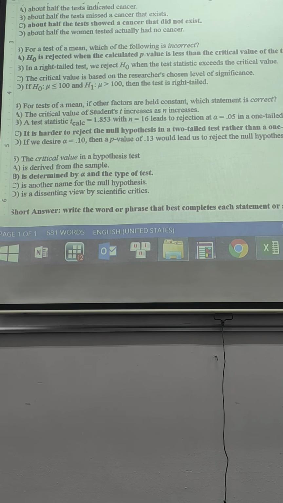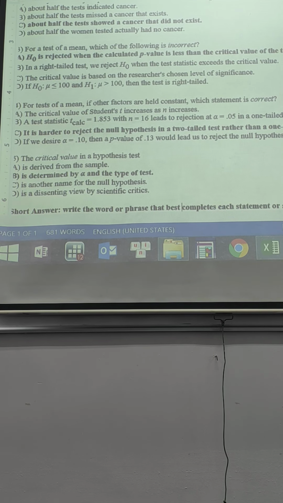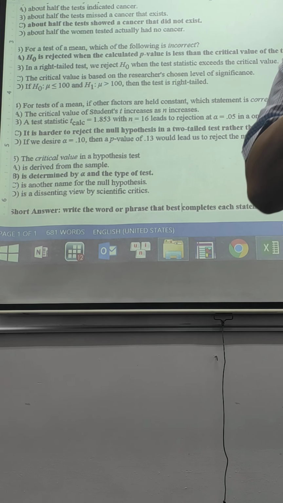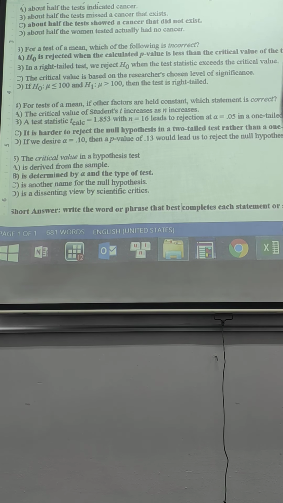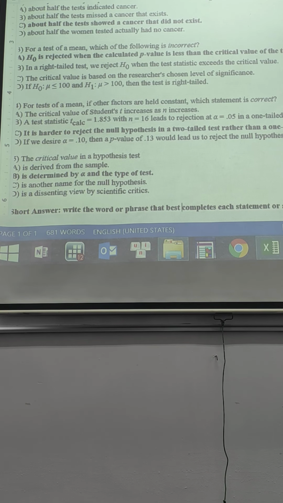H0 is rejected when the calculated p-value is less than the critical value. Is that correct? When we use the p-value, we compare with what? Probability, not the critical value, right? When we compute the test statistic, we compare with the critical value. But when we have p-values, we should compare with alpha, the probability. Got it? The p-value is a probability, so we have to compare it with alpha. So the incorrect one would be A.